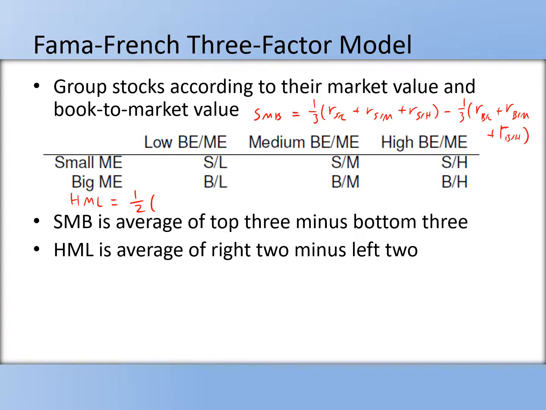1/2 of R_SH plus R_BH, minus 1/2 of R_SL plus R_BL. That's it. Simple average. Right, simple average. Now within the portfolio, if I remember correctly, it's value weighted. So across portfolios it's a simple average, but within a portfolio it's value weighted.